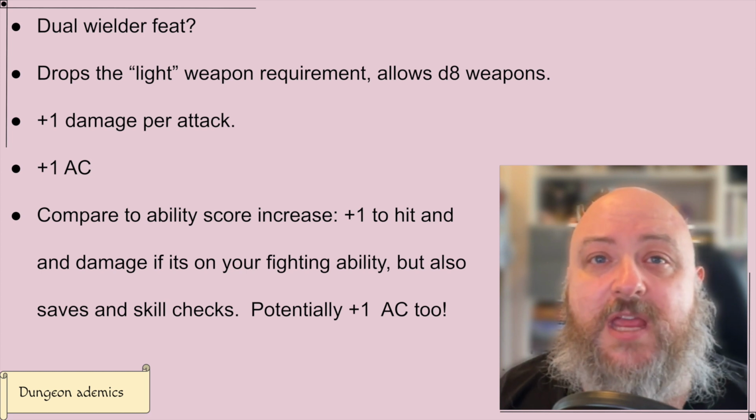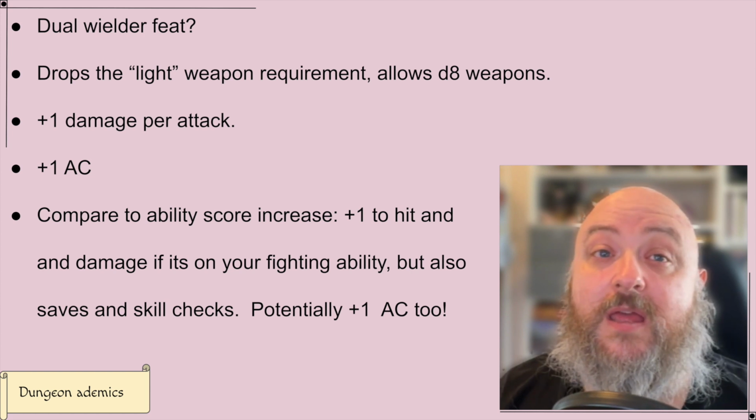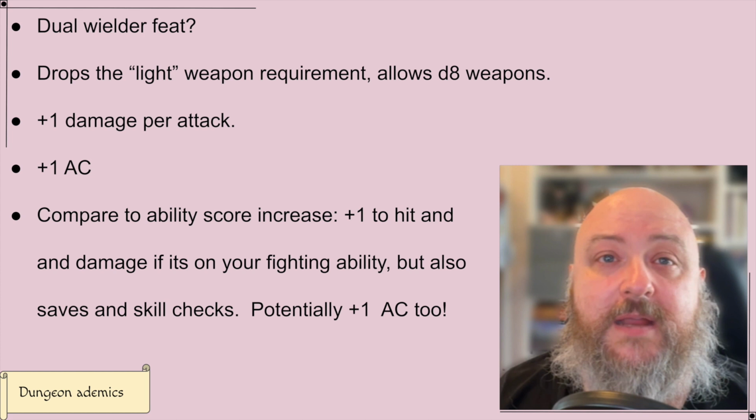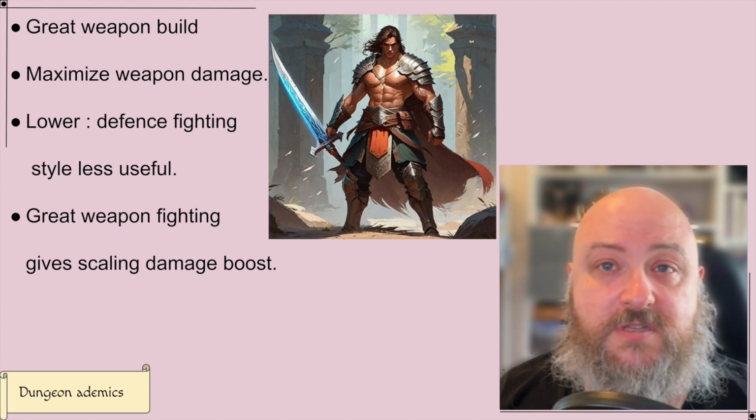It is a shame that a martial archetype that is undoubtedly one of the most popular and coolest is not backed up by equally good game mechanics. Now we can look at our final archetype, the great weapon user.